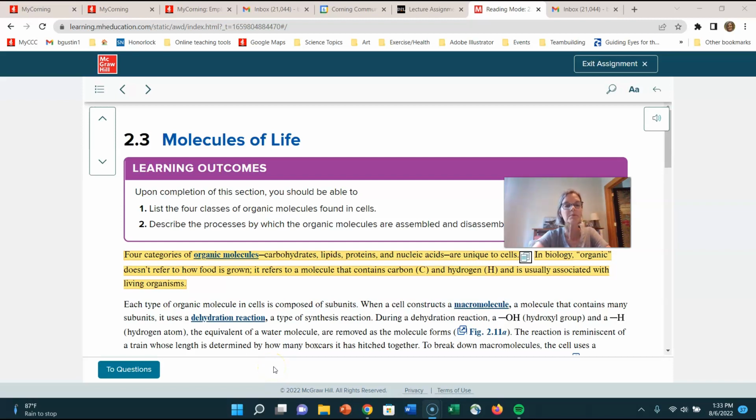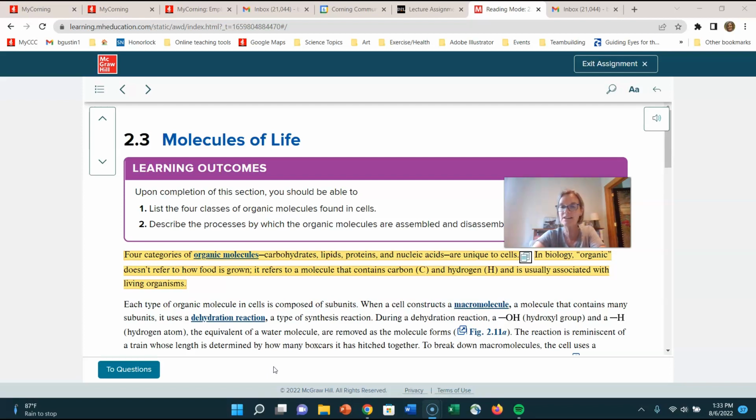Hi everyone. I'm going to talk about section 2.3, molecules of life. Stop this video if you need to write notes. The first point there says, list 4 classes of organic molecules found in cells.